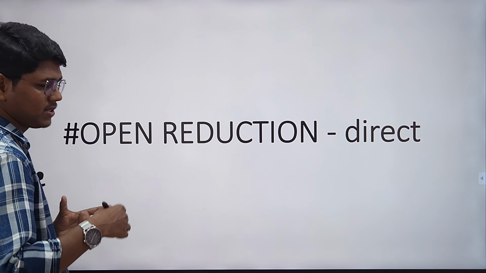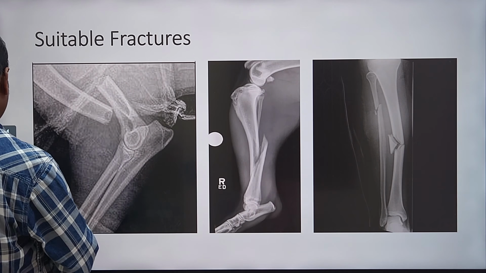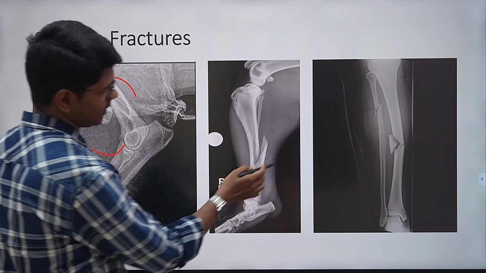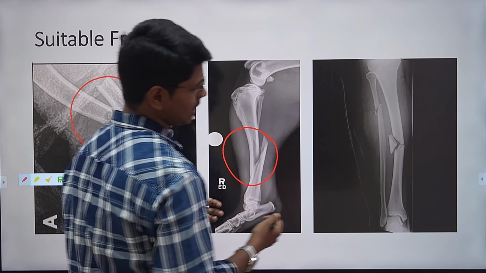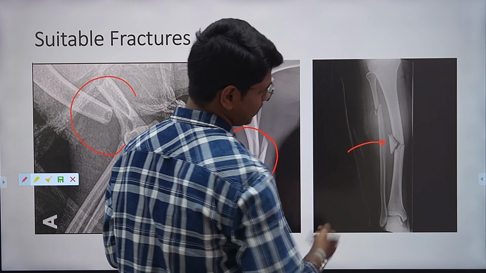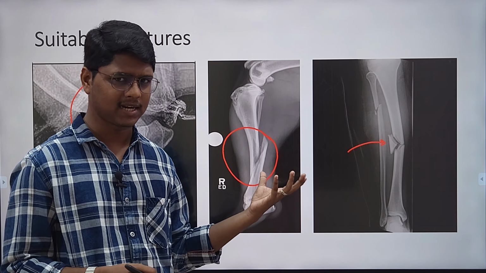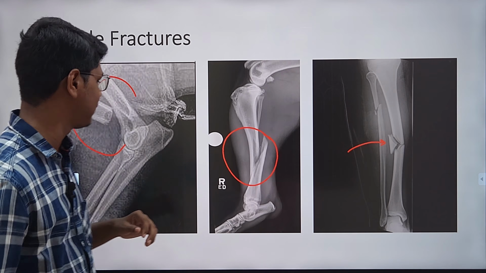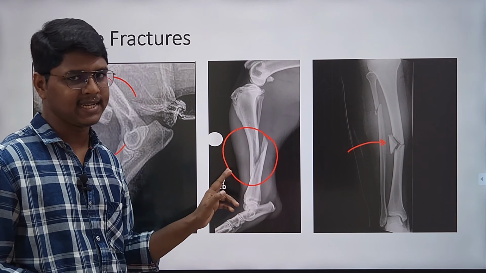Next, the open reduction. It can be direct and indirect. First one is the direct. The suitable fractures are basically the transverse fractures, oblique or spiral fractures, as well as some fractures with a butterfly segment. I have discussed the classification of fractures in the second class, so do check that. I will give the link to the orthopedic playlist. So these are the fractures in which you can do the direct reduction.